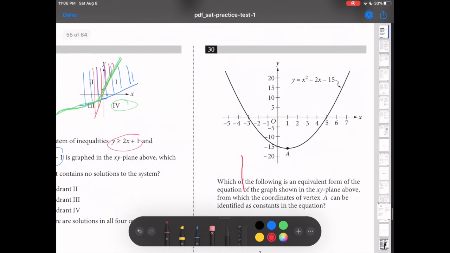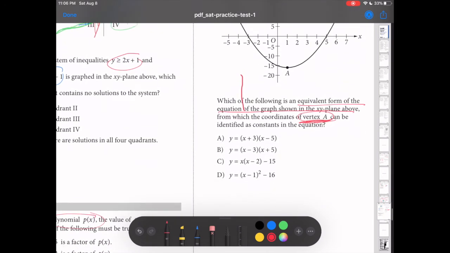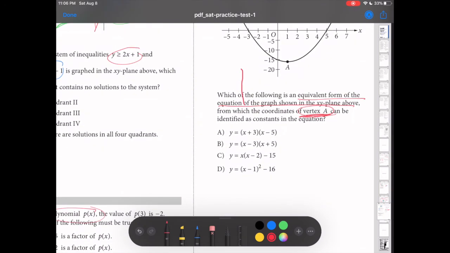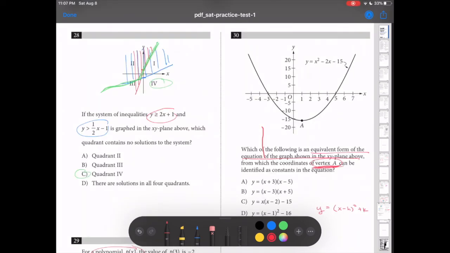Question 30. These are more graphs and equations. This one is tricky because technically there's another right answer, but this is testing specifically for vertex form. Equivalent form of the equation in the graph, but you want to be able to identify the vertex easily. So you want vertex form. From vertex form, you can directly find the vertex. So we have a vertex form written out right over here. From vertex form, you can directly find the vertex, as we have already mentioned.